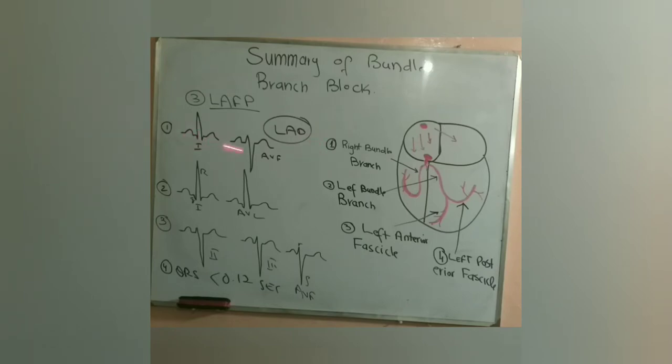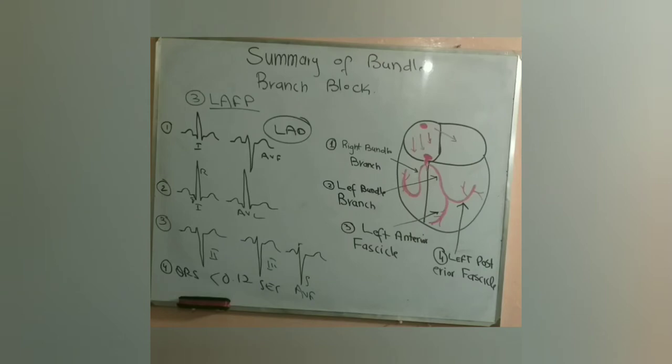Lead 1 will be upward and AVF will be downward, and even lead 2 should be downward, because left axis deviation should be around -45 or more. Secondly, the lateral leads, 1 and AVL, will have a small Q and a large R wave, a QR pattern, and the inferior leads, which are 2, 3 and AVF, should have a small R and a deep S pattern. Fourthly, the QRS complex should be narrower. It should be less than 0.12 second.